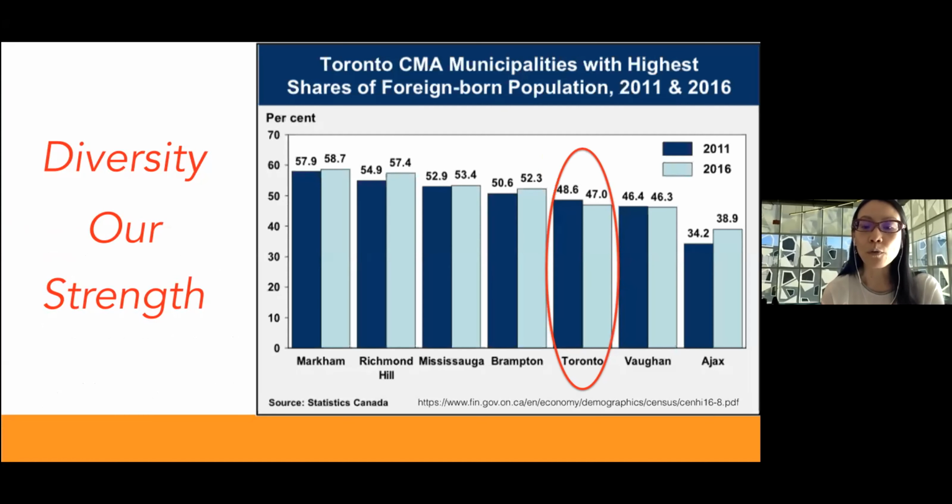In Toronto, 47% of the population are immigrants. The percentage is even higher in outer suburbs. In total, 56% of the immigrants in the Greater Toronto Area have settled in the suburban peripheries. However, diversity and inclusion is not just numbers.